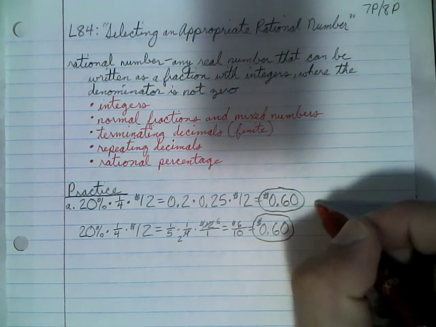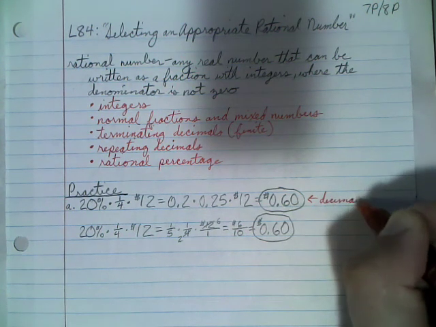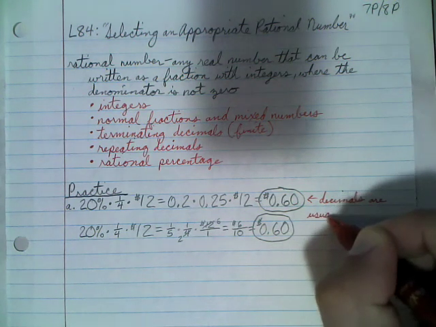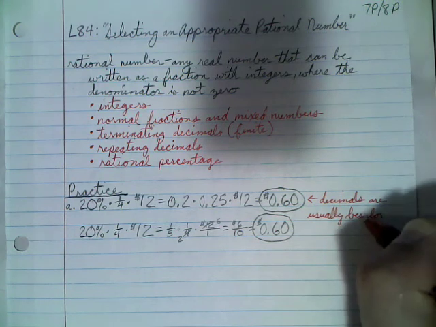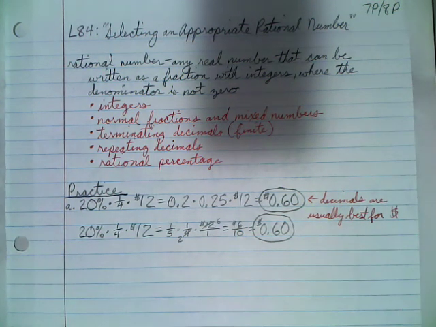Generally speaking, decimals are usually best for money. Decimals are usually the best option because we're working with money there. Not always, but usually.